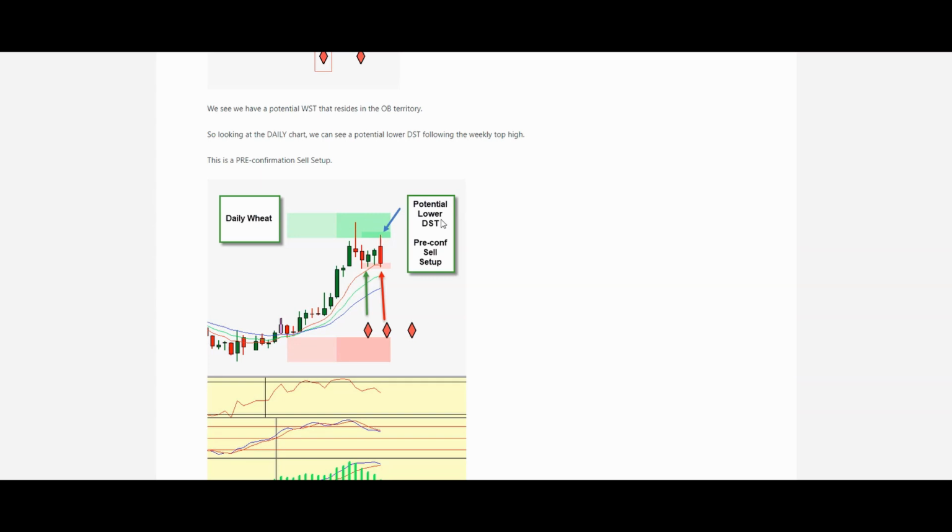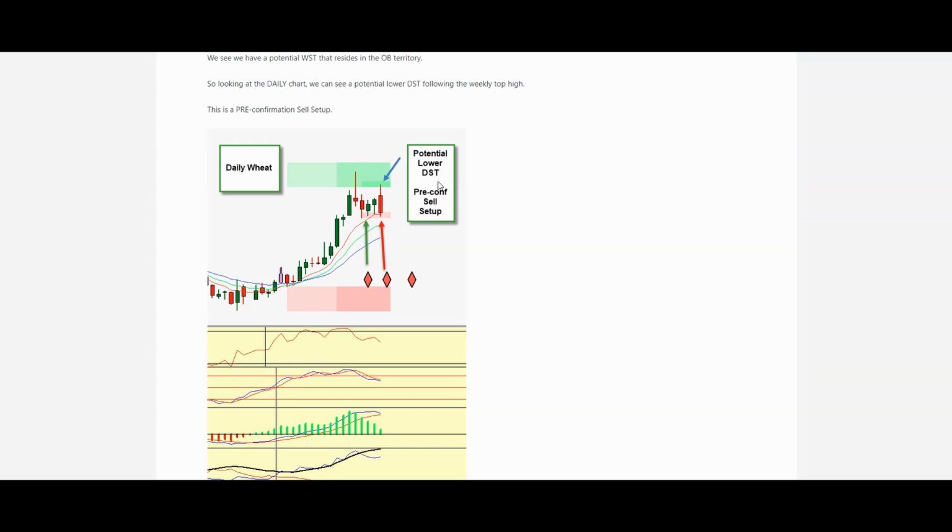And it looks like we have a potential lower DST, which is a daily swing top. We call this a pre-confirmation sell setup. This is explained in our tutorials on what that means and how you could actually utilize what we call the guidelines to time trades. Although you can trade them any way you want, I do provide some suggestions in our guidelines. And so anyway, I'm indicating here that we have the potential to make a swing top. So of course you would sell right below the low right here.